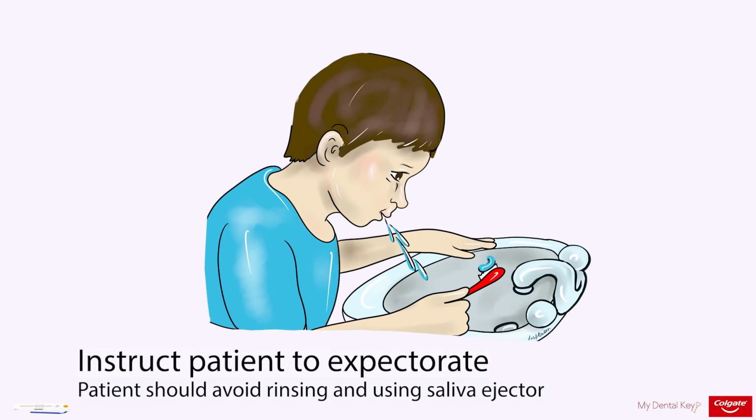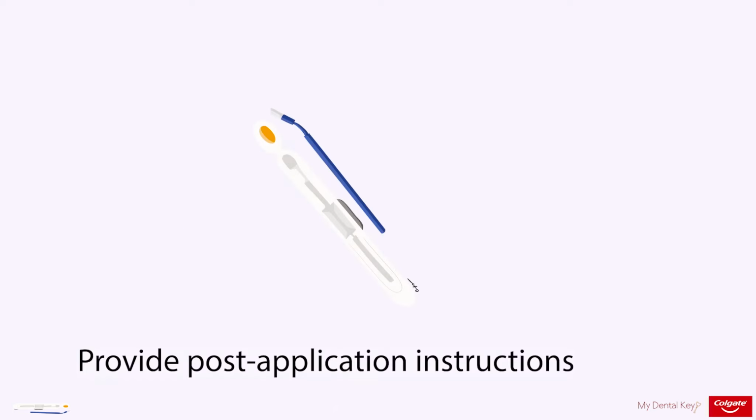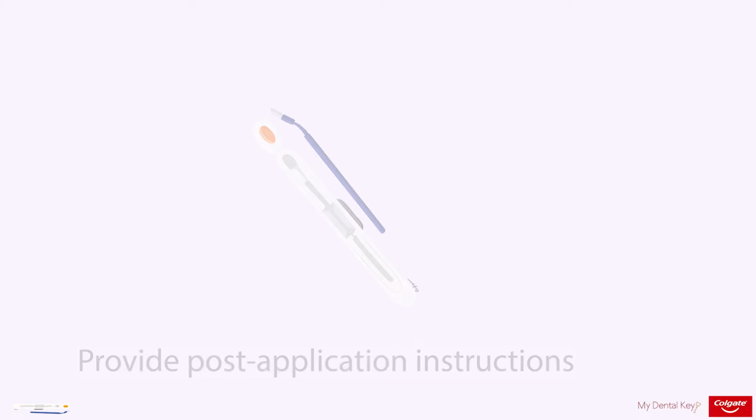Following the fluoride application, allow the patient to expectorate. Do not allow the patient to rinse or use the saliva ejector. Removing fluoride via saliva ejector will clog the line. Following fluoride application, give the post-application instructions.